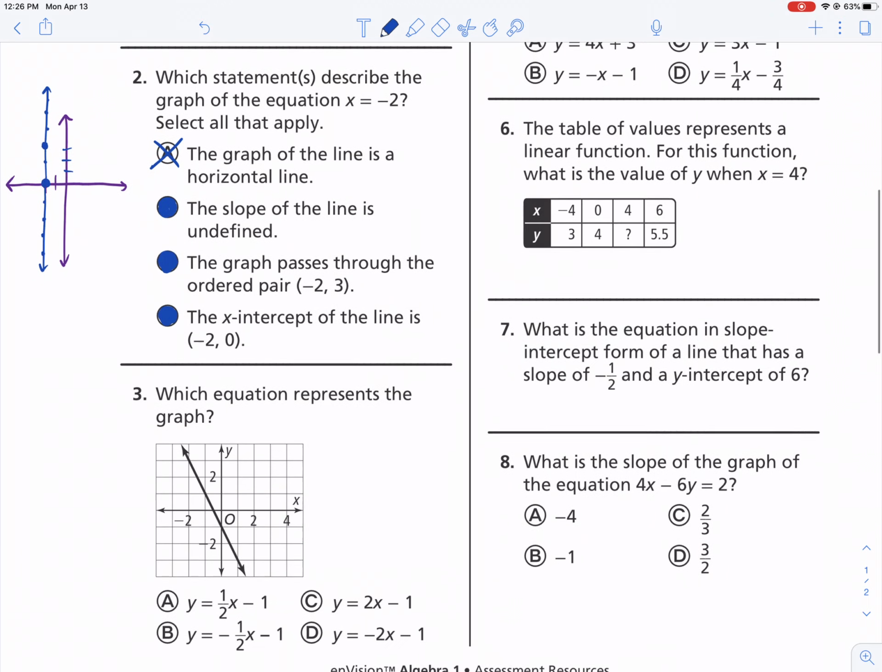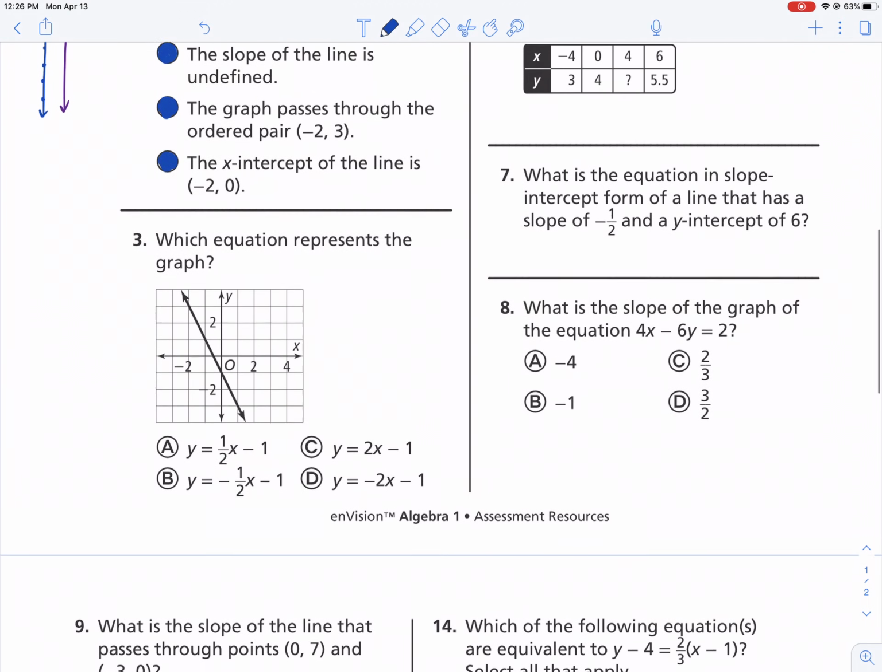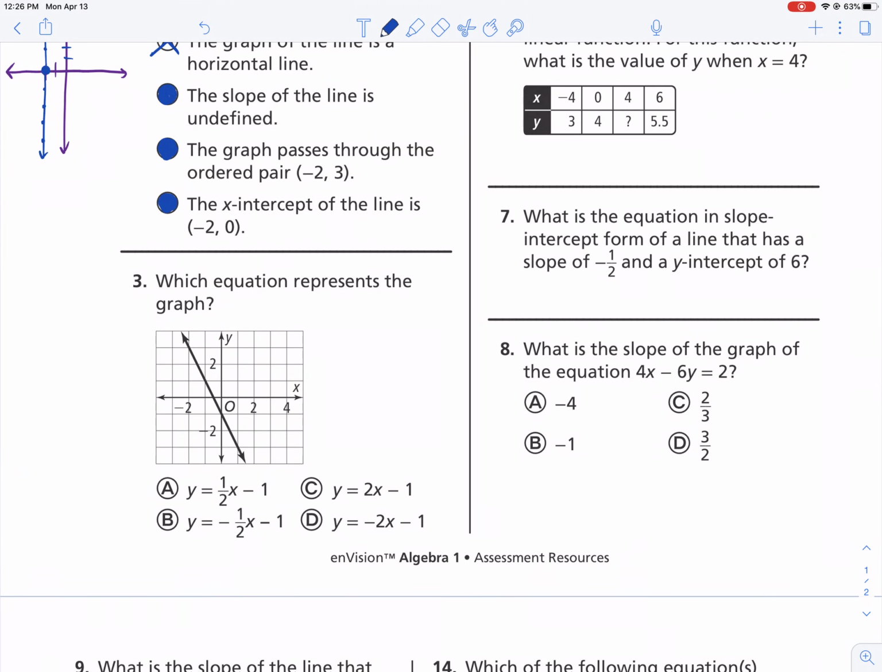Okay, moving on to number 3. Which equation represents the graph? So we're going to look through here, and because all of our options are in y equals mx plus b format, our slope-intercept form, we just need our slope and we need our y-intercept. So our slope in this case, looking at our line, we know it's going to be negative. So right away we can get rid of C and A because those are positive slopes, so it's not going to be those ones.